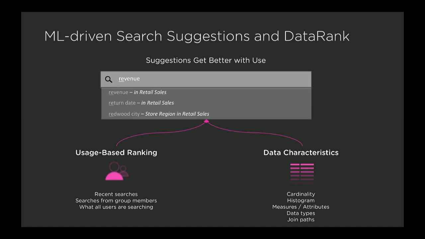And then from a data characteristics perspective, ThoughtSpot understands the underlying cardinality, the statistical distribution of the data, whether the data is an attribute or a measure, along with its data types, as well as its recognition of relevant join paths as it creates these search suggestions. So again, it really takes this input and continuously feeds back into the engine to be able to make these search suggestions smarter for the end user.